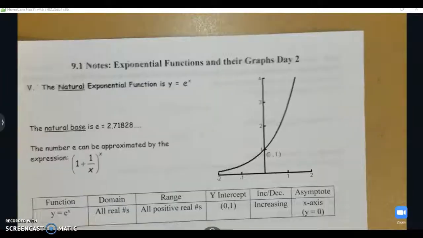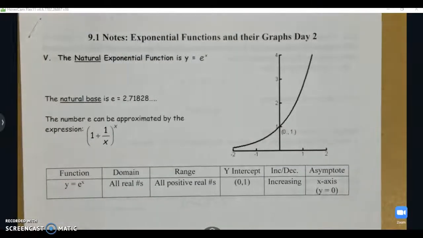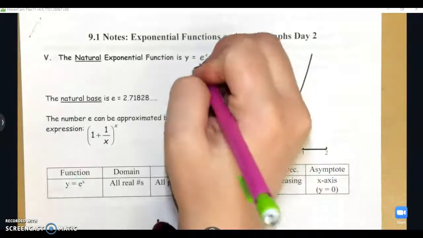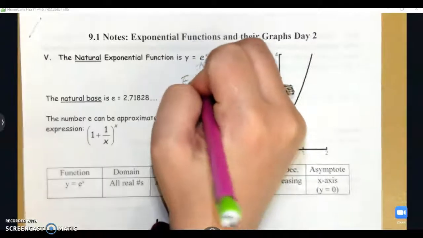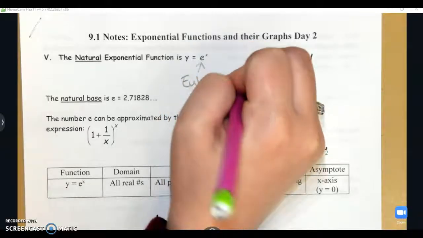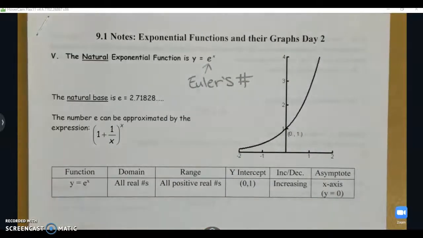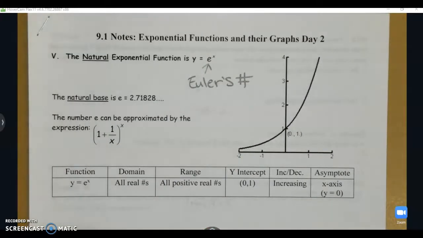Right, we are on day 2 of our exponential functions, and today we're looking at a special base, and that base is e, which is our natural base, which comes from Euler's number. Now, Euler's number is kind of like pi. It's a constant, but it's irrational, so we always represent it using e in our calculator. Just like we use pi on our calculator, we can use e on our calculator.